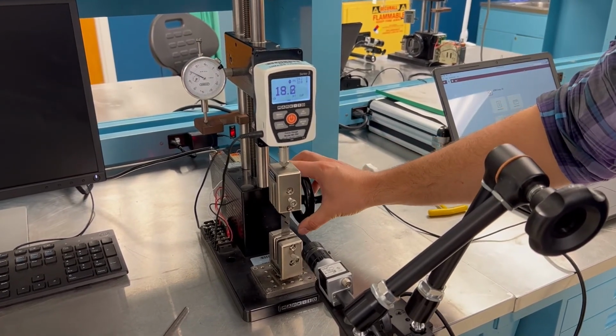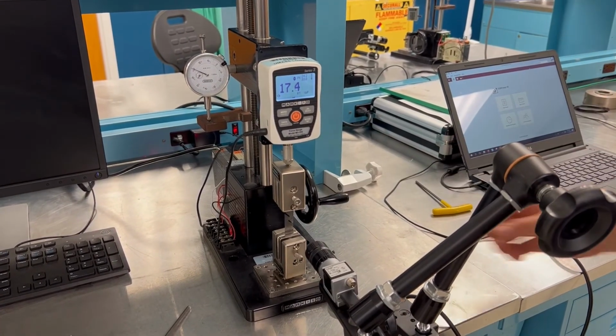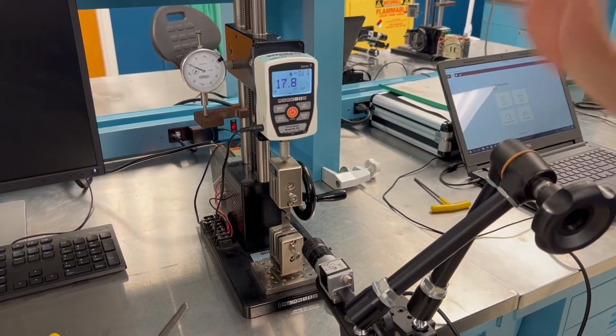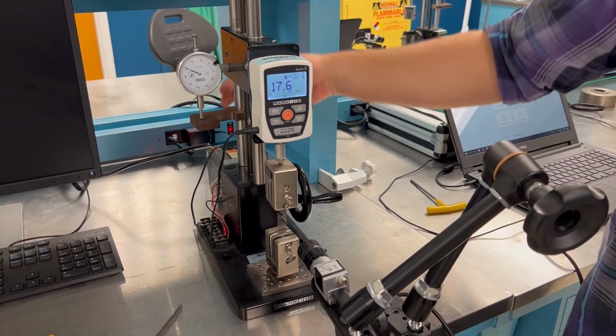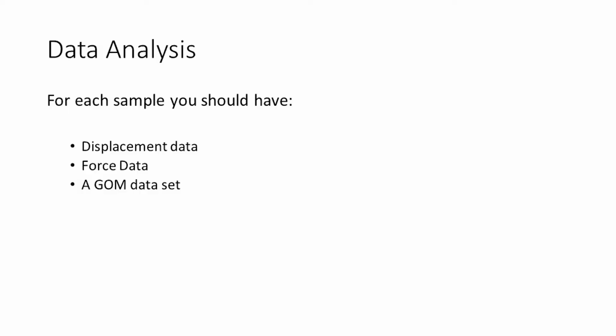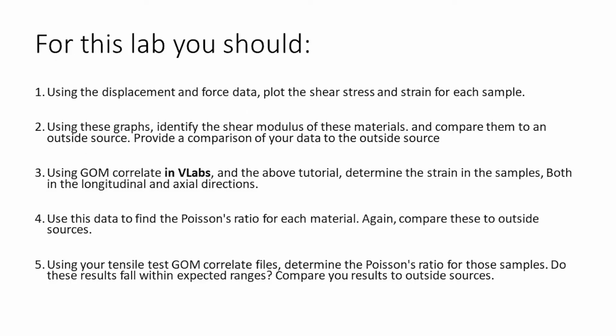As long as you have all three data sets, you should have all the information you need in order to identify the shear stress, shear strain, and shear modulus of your material. If you've collected all of your data correctly, for each sample you should have three data sets. First, a set of displacement data. Second, a set of force data. And third, a set of data from GOM Correlate, or GOM Snap.